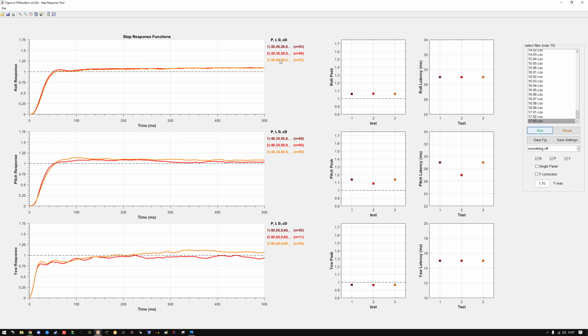Do it with the rates that you want to fly the quad with. Because if I try this particular pit tune with rates that are far lower, it's very unlikely to work. And I'll give you a brief example.